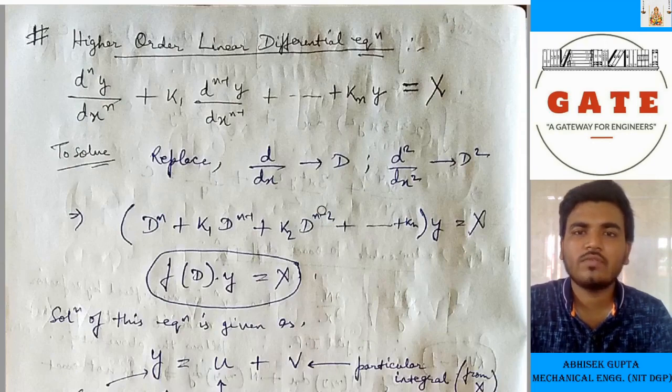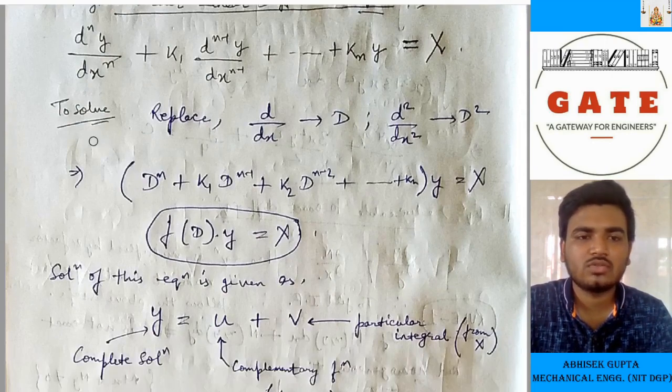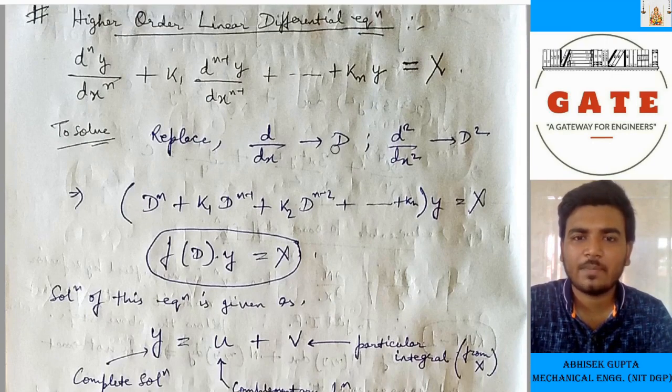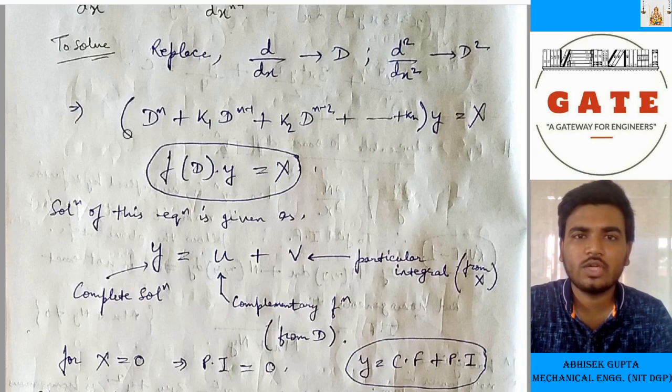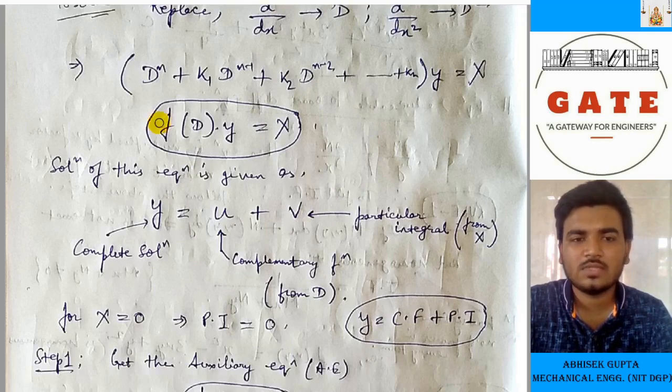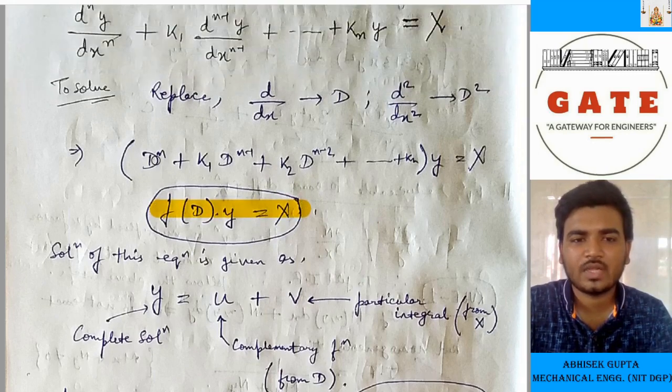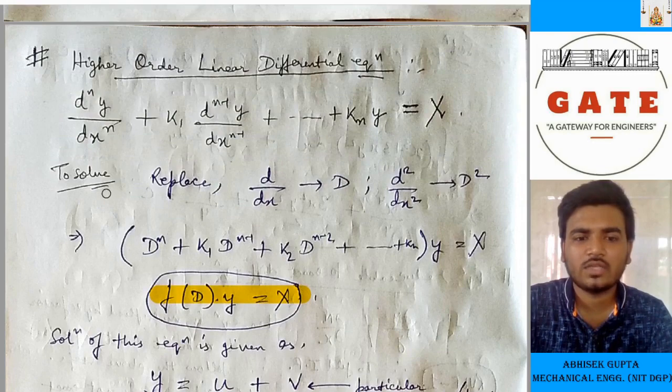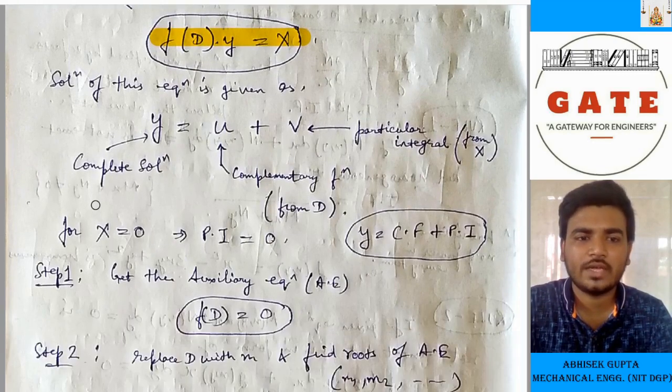Now coming to higher order differential equations. To solve, replace d by dx with capital D, d2 upon dx2 with capital D square, so the equation becomes D power n plus k1 D power n minus 1 plus dot dot dot plus kn into y equals X. Now this becomes a function of D, the differential operator: f(D) y equals X.